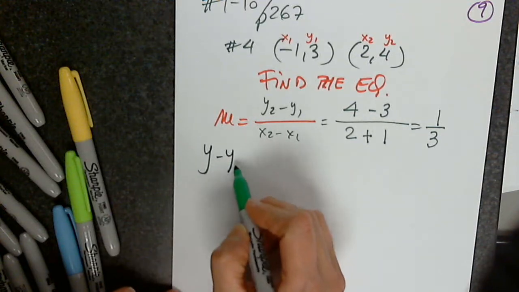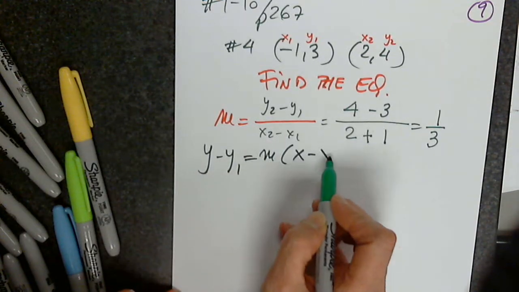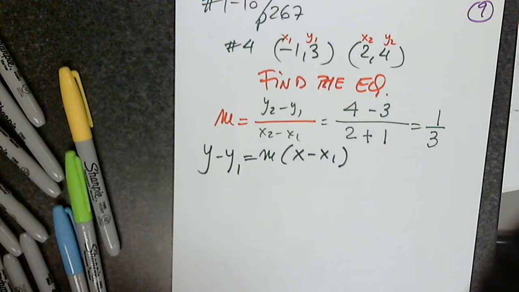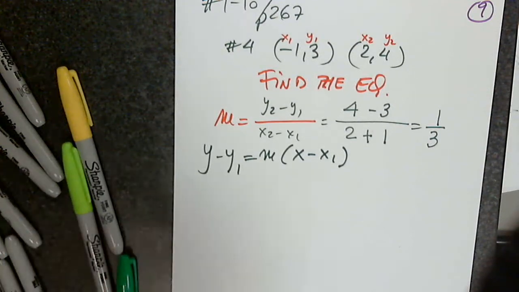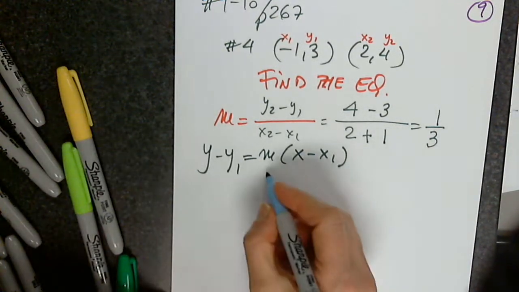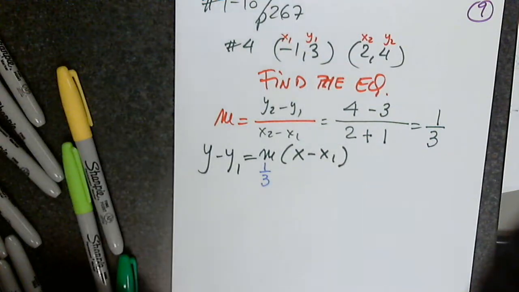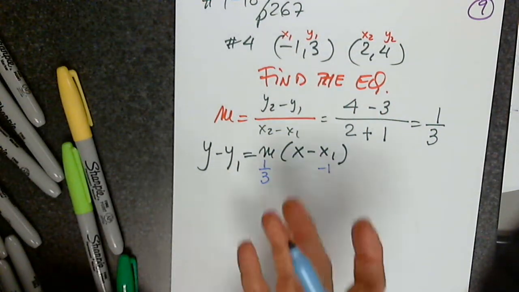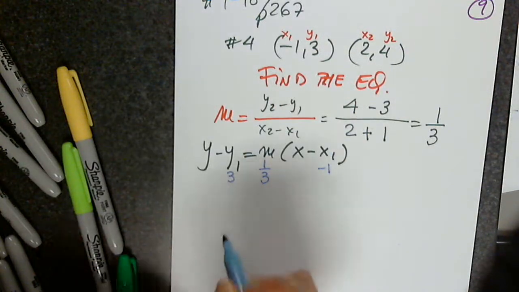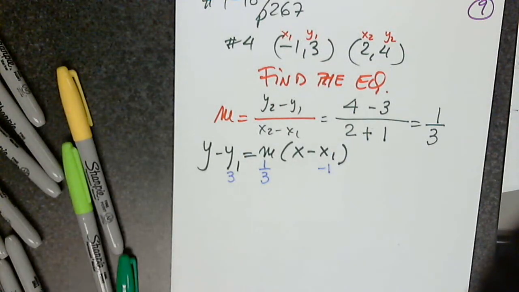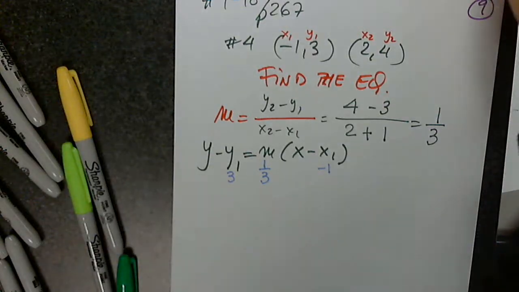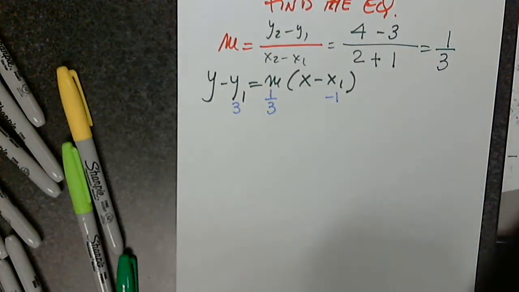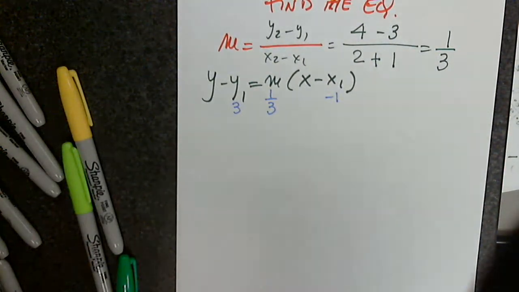So y minus y1 equals the slope times x minus x1. I like to write under the equation these numbers. I write under m 1/3, under x1 -1, under y1 3. And then carefully rewrite it so I don't make a mistake. So, can anyone tell us what to write? Y minus 3. Very good.